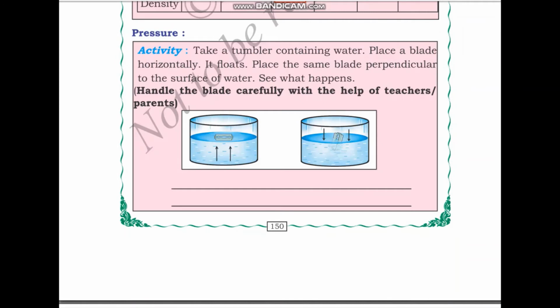We learned about mass and density. Now let us understand the concept of pressure.